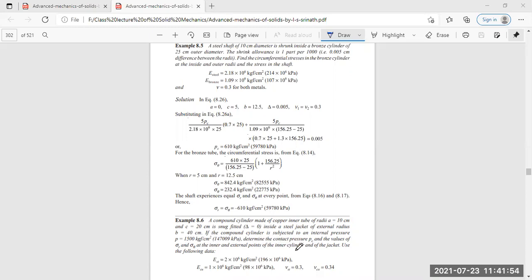So we have some other things given, like Young's modulus of the steel is equal to 2 into 10 to the power 6 kg per cm square. That of copper is 1 into 10 to the power 6 kg per cm square. The Poisson's ratio of steel is equal to 0.3, and that of copper is equal to 0.34.